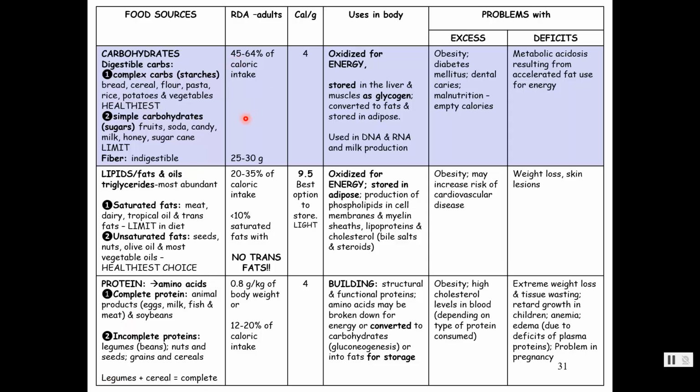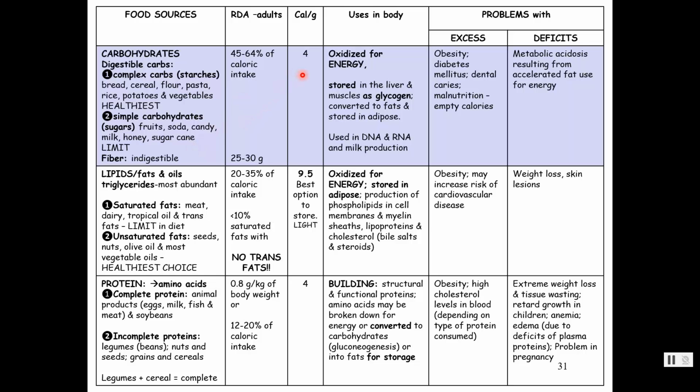Okay, so this is your chart. This is kind of what I want you to know and what I put in your notes. So we talked about complex carbs, which are starches, things in bread, cereal, flour, pasta, rice, potatoes, vegetables. Complex are the healthiest. Simple carbohydrates, fruit, soda, candy, milk, honey, sugar cane. You want to limit those. And fiber is indigestible. And so just kind of give you our calories.